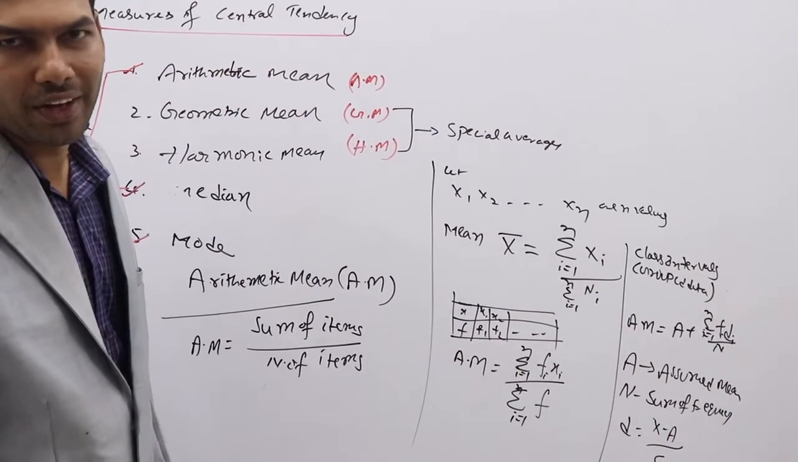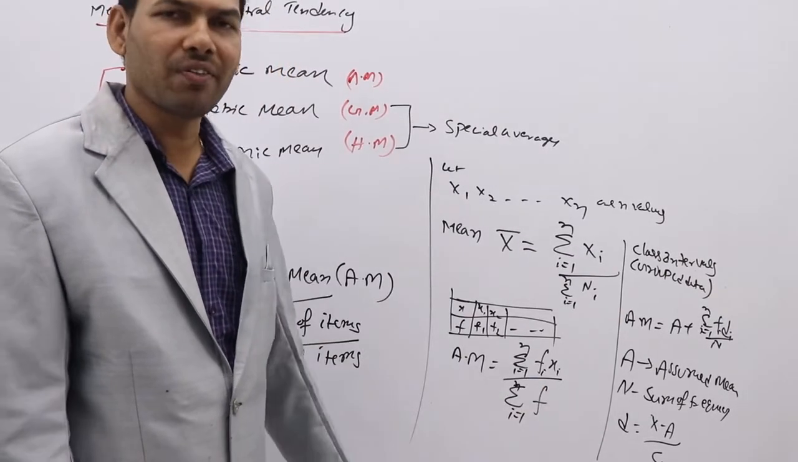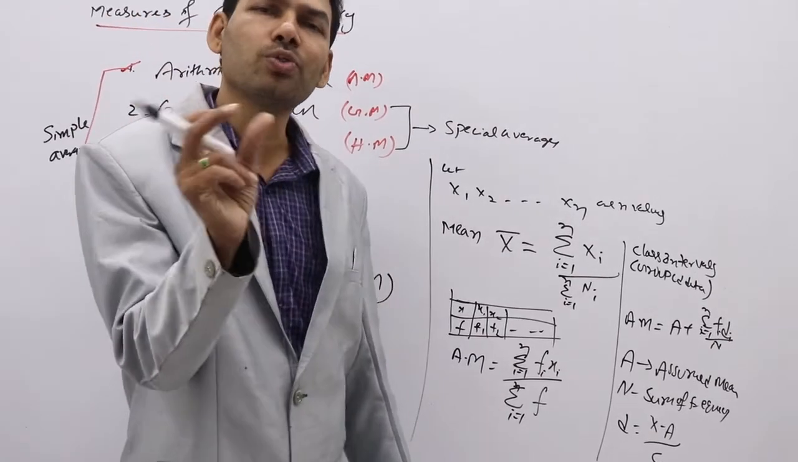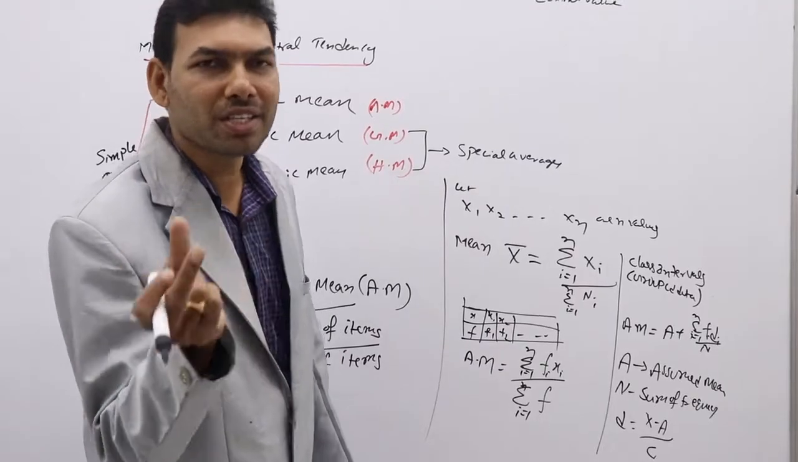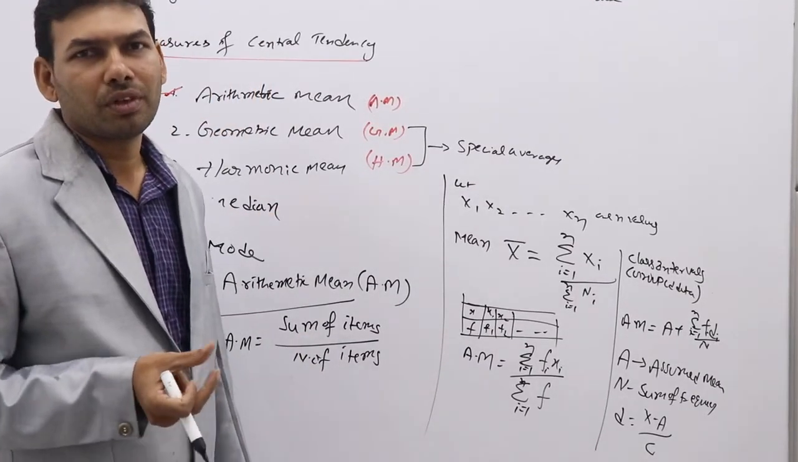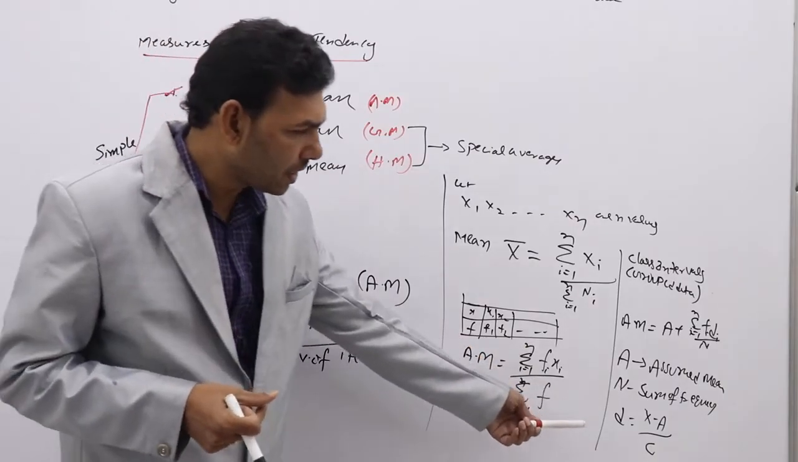C is the class interval, A is the assumed mean, X is the given values. Class interval means, for example, 0 to 10, 10 to 20, 20 to 30: 10 minus 0 is 10, 30 minus 20 is 10. Upper limit minus lower limit. Like that you can evaluate C.